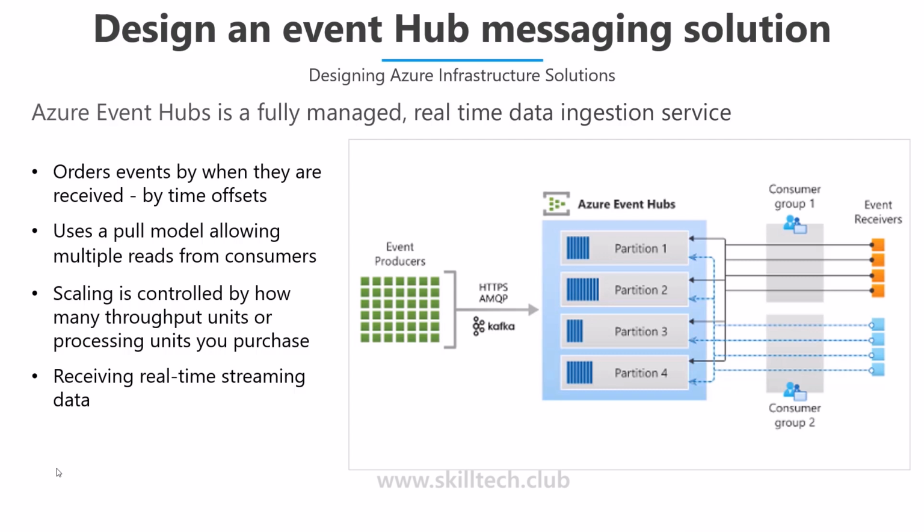Scaling is controlled by how many throughput units you're going to process, or you also have something called processing units. When you go for the Event Hub, based on the number of throughput units and processing units which you purchase, you're going to select the bandwidth. And as I mentioned already, it can go for millions of events per second. This is going to be the perfect use case where you have real-time streaming data continuously coming in, and you want to use Event Hub to handle that real-time data.